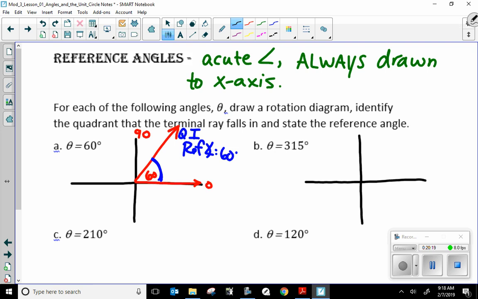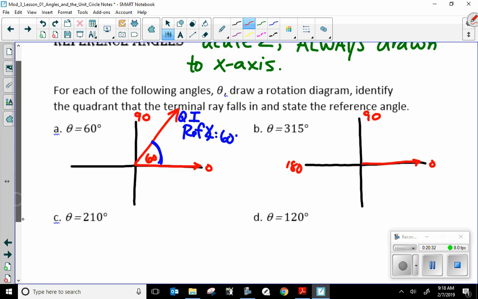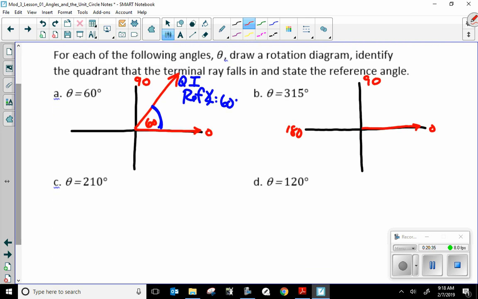315 degrees. I am going to start my initial side here. Here's 0, 90, 180. I just get in this habit. You don't have to do it all the time when you get good at this, but I like labeling things. I like when someone sees my work and says, man, that's good. I have some pride in it. There's 270, and then come back to 360. I know 315 degrees is going to fall in quadrant 4. That's the last quadrant. So it starts here. 315 is exactly in between them. This is 315 degrees.